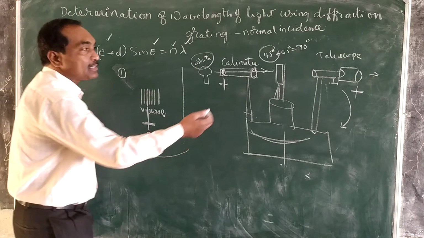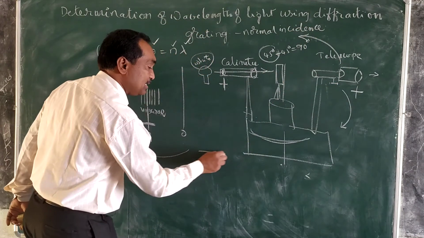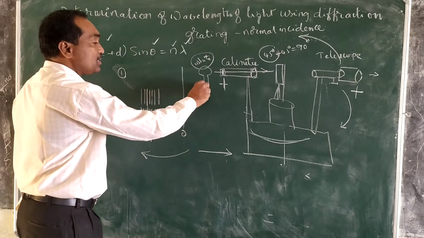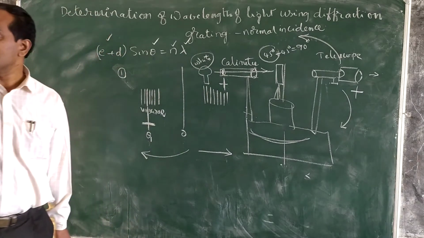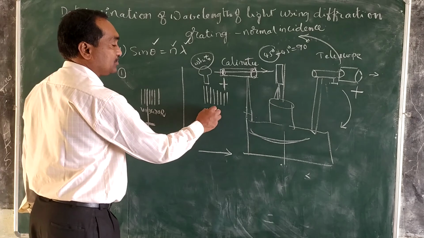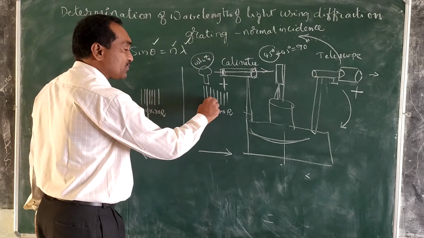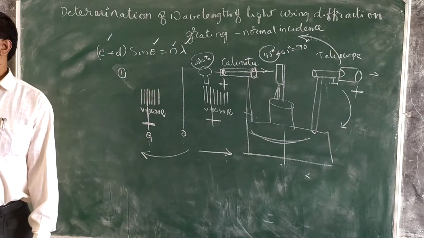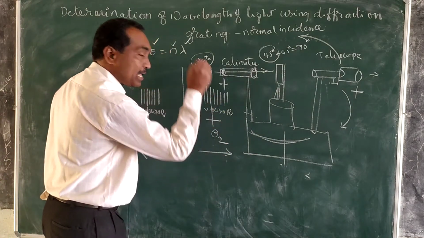And again, this telescope will rotate along the anti-clockwise direction, along this direction. Of course, on this side also there is VIBGYOR. Once again, the crosswire will coincide with the blue color. Again, we take the reading of the circular scale. It is taken as theta 2.